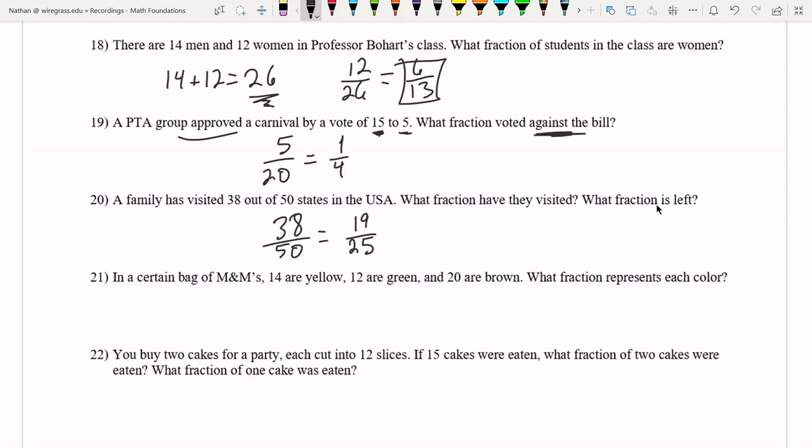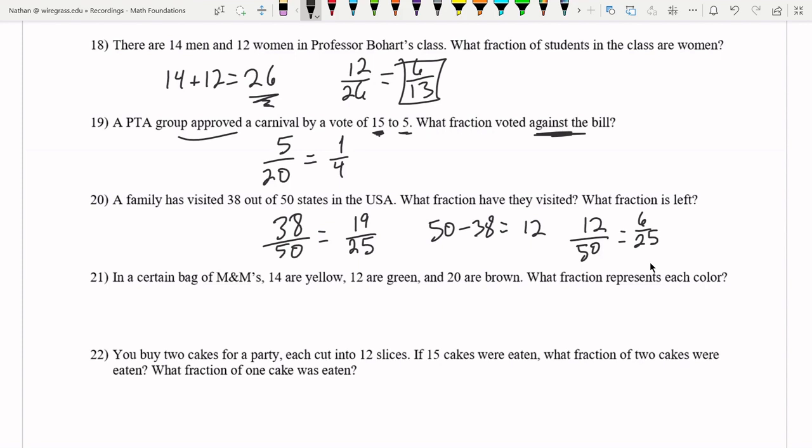What fraction is left for them to visit? Well, the total is 50. They visited 38. So 50 minus 38 gives us 12. So 12 out of 50 are going to be left. Divide top and bottom by 2. 6 out of 25. That's the fraction that's left to visit.